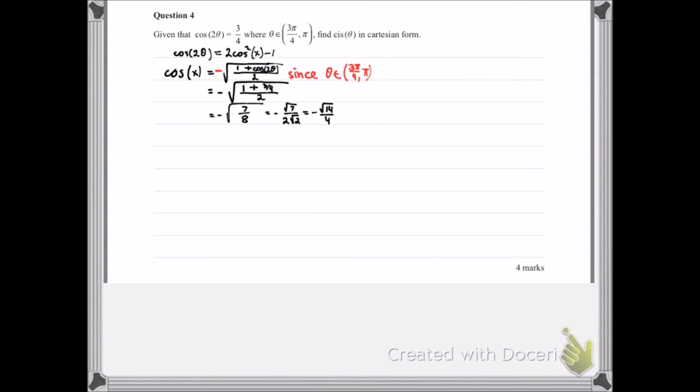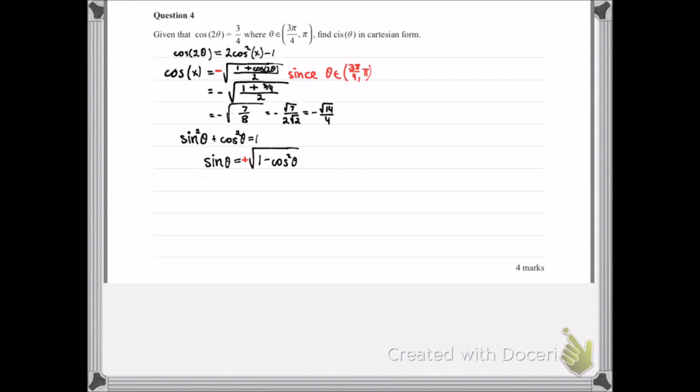Now, we also got to work out sine of the angle to get the cis form. So the sine of the angle can be worked out using a trig identity. This one, sine squared plus cos squared is equal to 1. Rearranging that for sine squared to get sine of the angle. There it is. Now, the angle theta is in the second quadrant, and sine is positive in the second quadrant, so we're going to use the positive sign here.